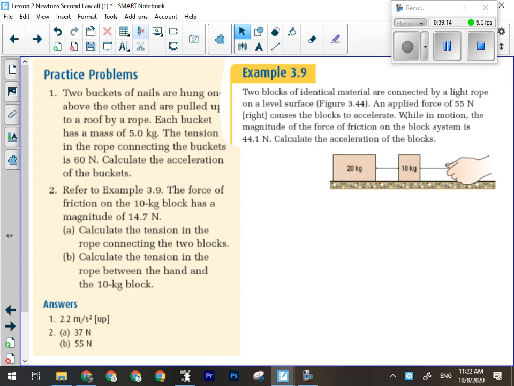Now they're saying the force of friction on the 10 kilogram block, so just the 10 kilogram block, has a magnitude of 14.7 newtons. Calculate the tension in the rope that's connecting the 2 blocks. Okay? So my advice would be this. All the information you have from the first time we did this question is still applicable. Okay? So we still know this force here is 55 newtons. We still know the total frictional force on the whole system is 44.1 newtons. Okay, that still applies as well.